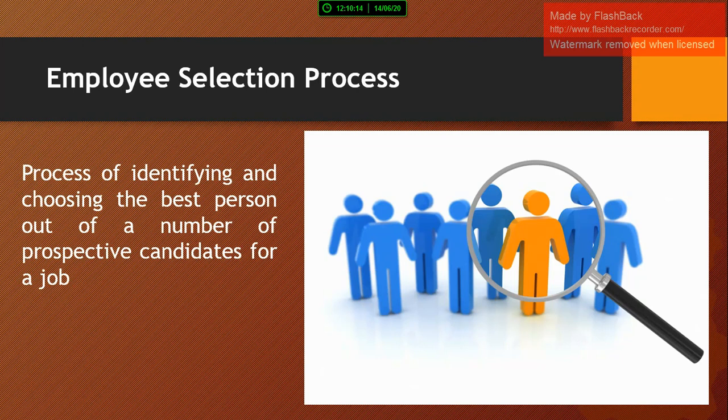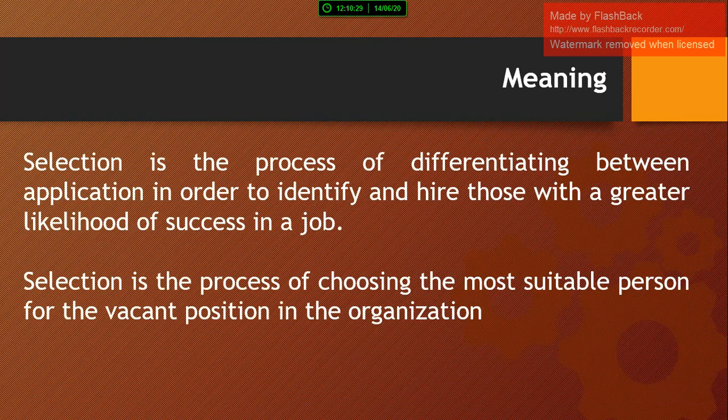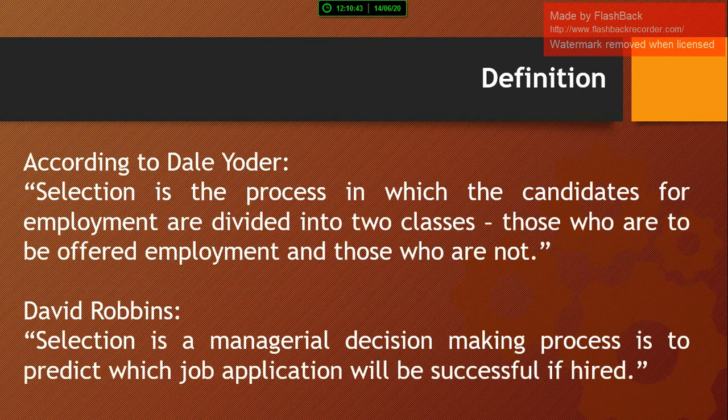So for my prospective candidates for a job, that is the employee selection process: a process of identifying and choosing the best person out of a number of prospective candidates for a job. The meaning of selection is the process of choosing the most suitable person for the vacant position in the organization. For a particular job, I have to choose the most suitable person. That is the employee selection process.